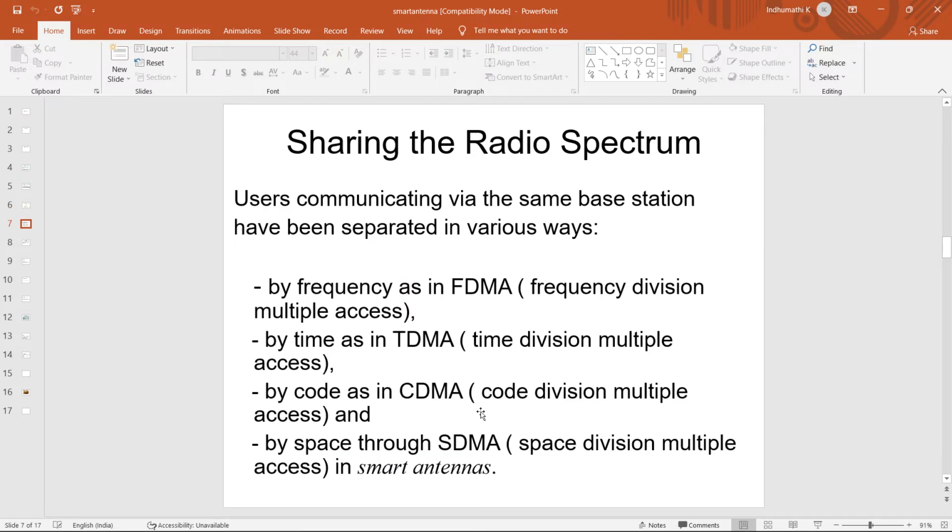And whenever we are studying smart antennas, we have to know the sharing of the radio spectrum. Users communicating via the same base station have been separated in various ways: by frequency with the FDMA concept, by time with the TDMA concept, by code with the CDMA concept, or by space through the SDMA concept. FDMA is frequency division multiple access, TDMA is time division multiple access, CDMA is code division multiple access, and SDMA is space division multiple access. Space division multiple access is only used in smart antennas. This is what we are studying.